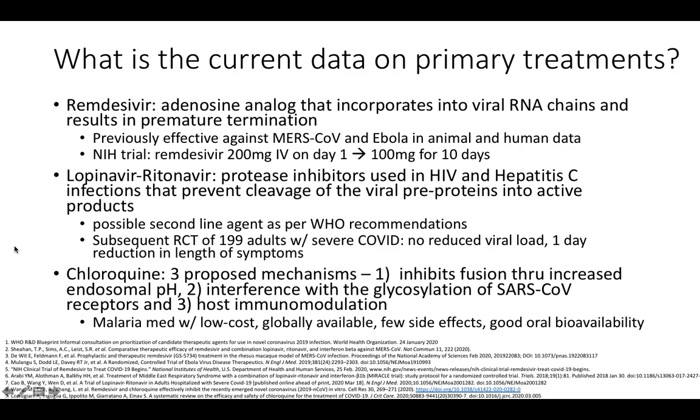Then we have chloroquine. Chloroquine is another really promising treatment for coronavirus with 3 proposed mechanisms. The first is that it inhibits fusion through increased endosomal pH. Second, it interferes with the glycosylation of SARS-CoV receptors. And thirdly, it results in host immunomodulation.